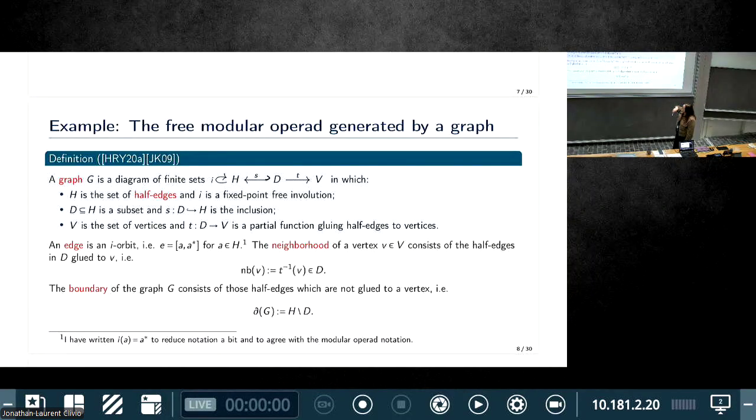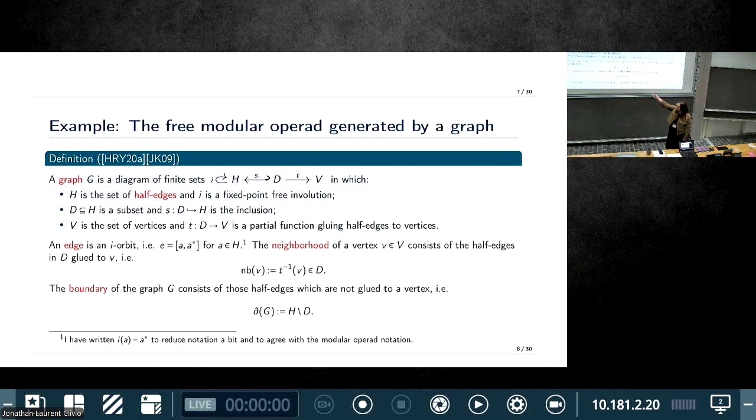V is a set of vertices. D is some subset of the half edges, which I'm going to glue to a vertex via a partial function T. So I'm just giving you a series of sets, and we're going to do a bunch of examples, and they're gluing data. I'm thinking of a graph as a purely combinatorial object. So an edge, what we would normally draw as an edge, is an orbit of the involution.